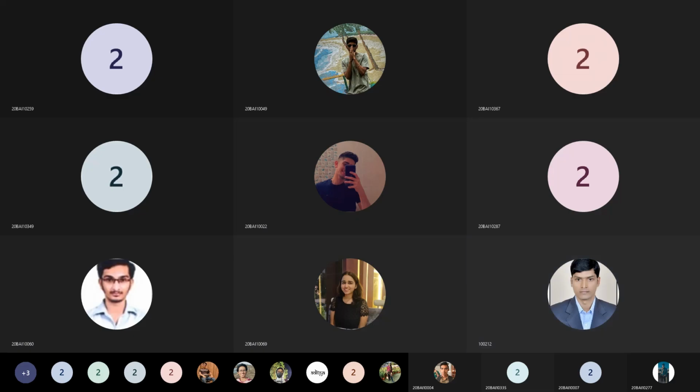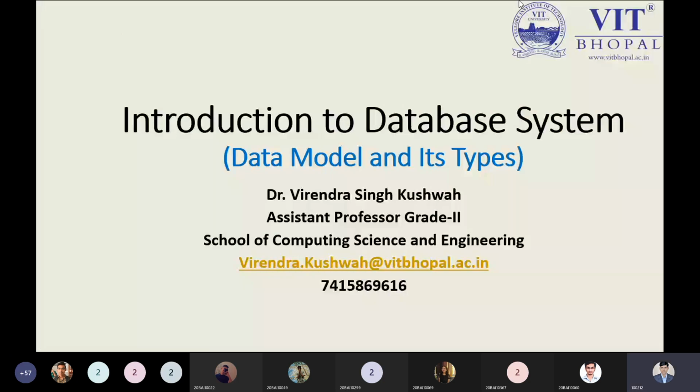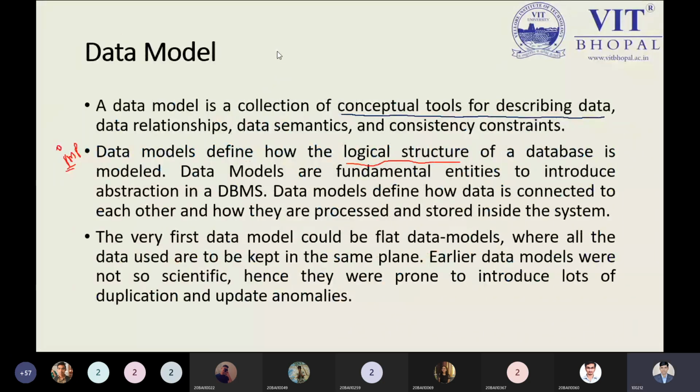That is a big question we should have in our mind. So what is a data model? That is a big question we should have in our mind, as I told you a few seconds ago. So what is a data model actually? A data model is a conceptual tool for describing the data and its functionalities and the relationship between the data, semantics and consistency constraints. So that is a point you have to understand.